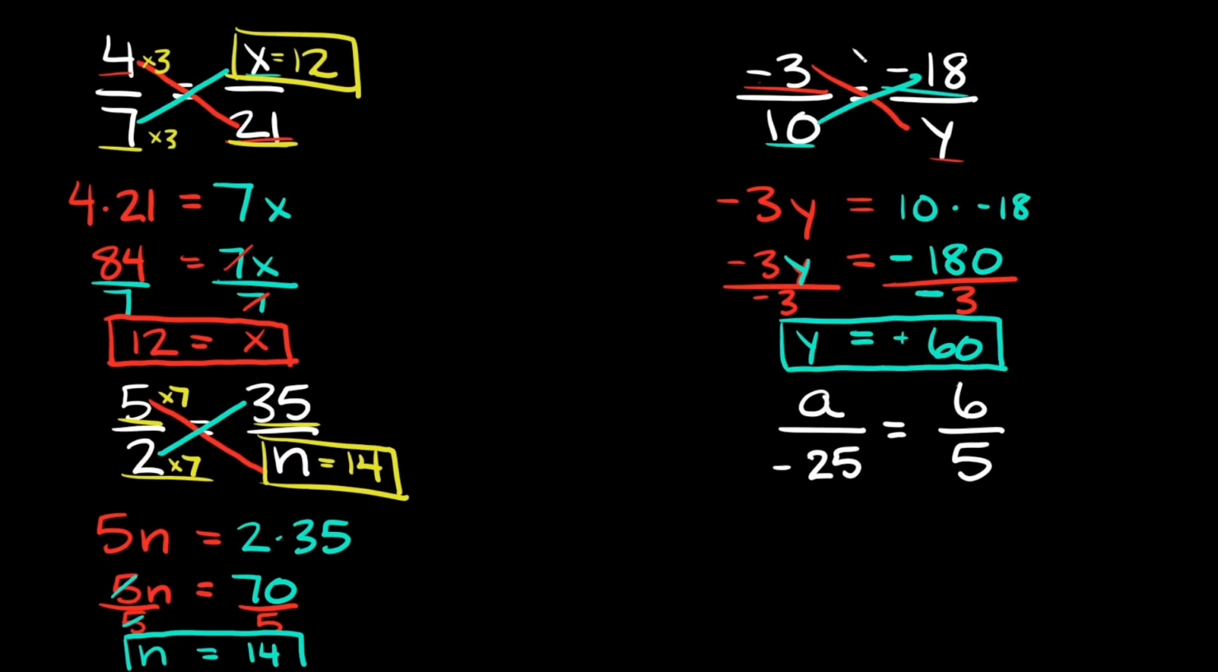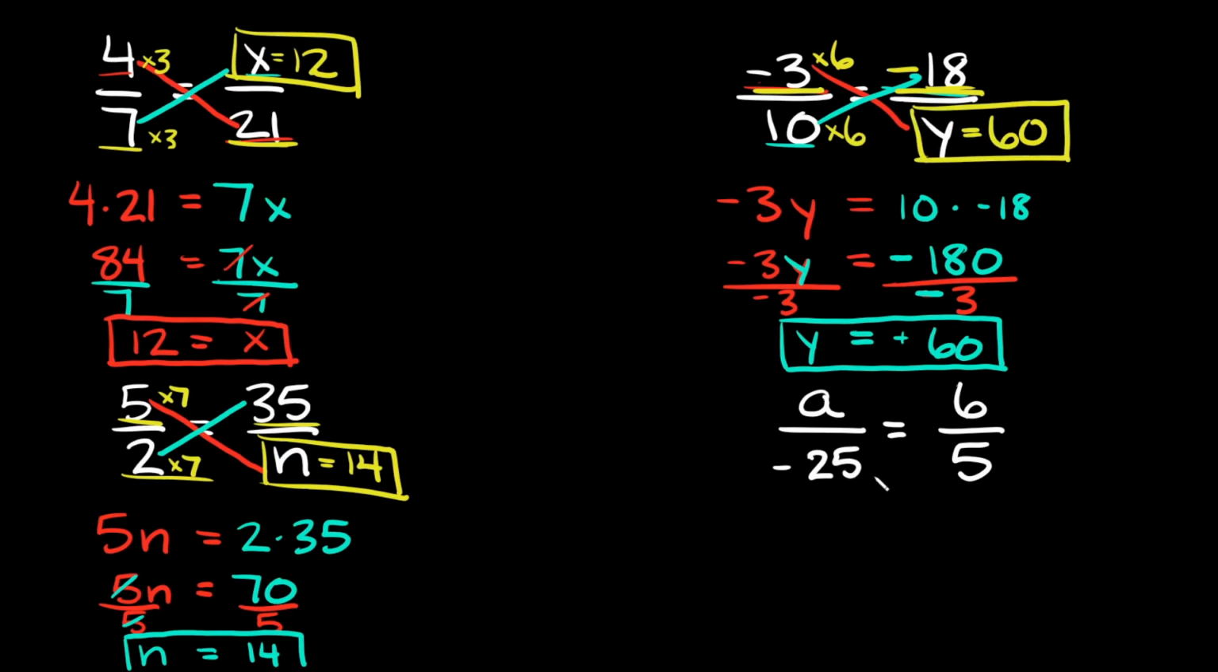Or again, if you want to try it the other way, so how do you get from negative 3 to negative 18? Well, you would just multiply by positive 6, right? Because a negative times a positive is equal to a negative. And then 3 times 6 is equal to 18. So again, if you multiply by 6 up here, you got to multiply by 6 down here. So what's 10 times 6? 60. Okay, so then y is equal to 60.